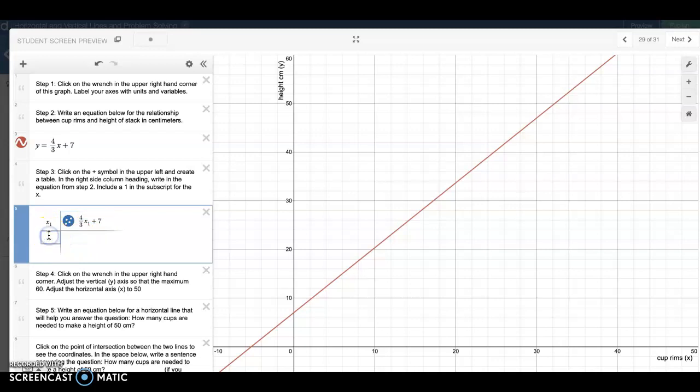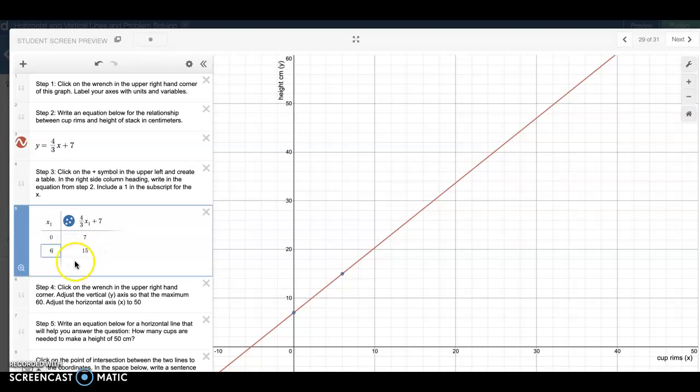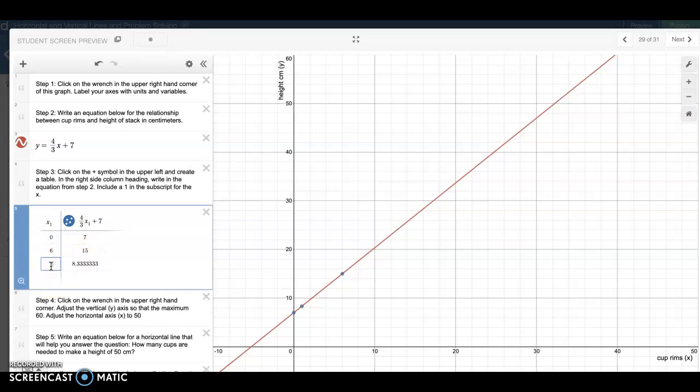And then you'll see that if I put an input into the x column, like for example at 0 cup rims, and then maybe 6 cup rims. Oh, that's 15. That's what we expect from the problem. And how about 12 cup rims? Well, and you can see that these points appear here automatically on the graph.